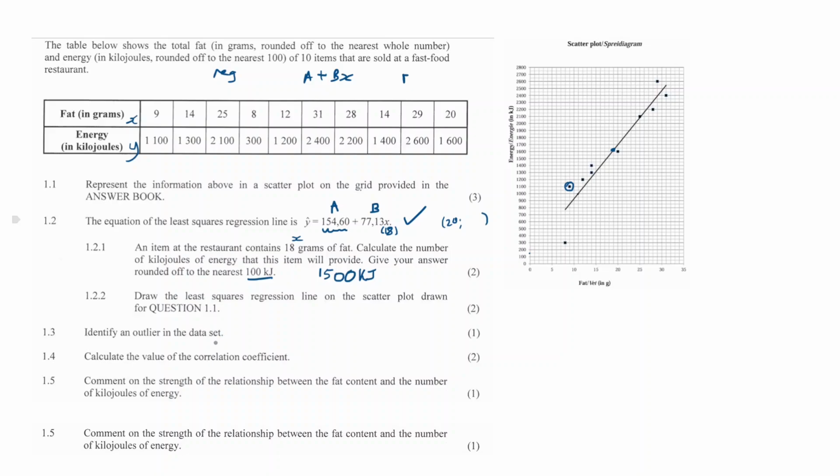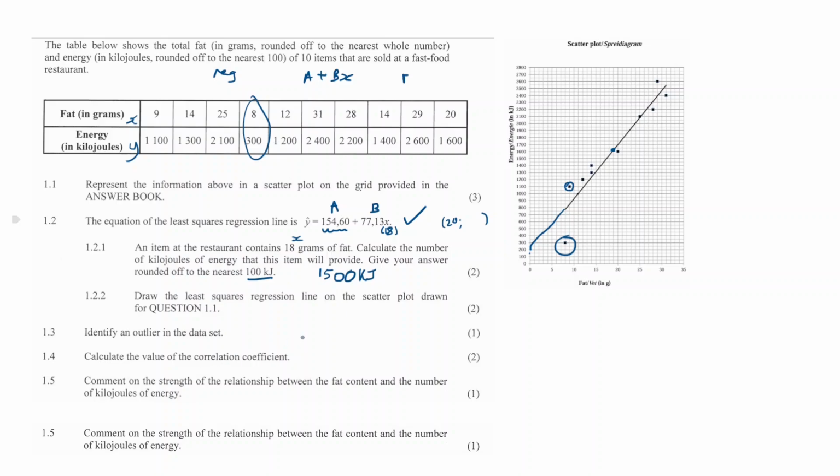Then identify the outlier. Typically it's the information that's far away from all the rest of the data, and so that would be, in this case, fairly obviously this point, which is 8 across and 300 up. So there is my outlier. You can write it as a coordinate.